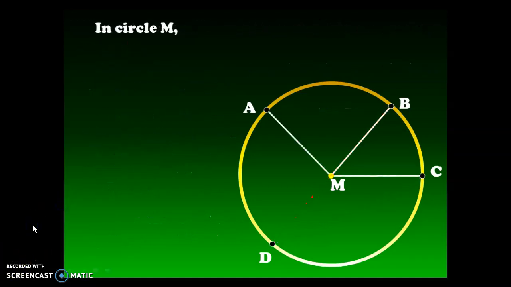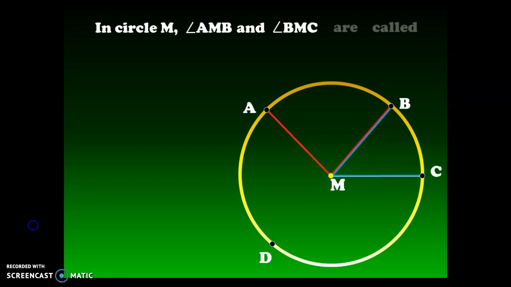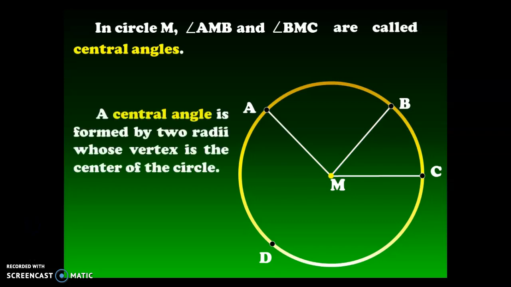In circle M, angle AMB and angle BMC are called central angles. What is a central angle? A central angle is formed by two radii whose vertex is on the center of the circle.